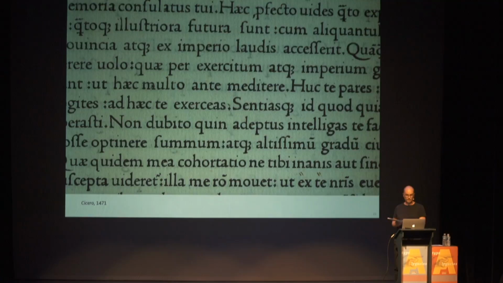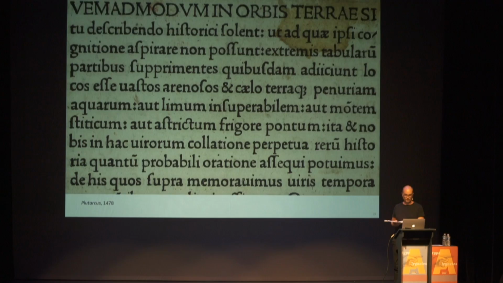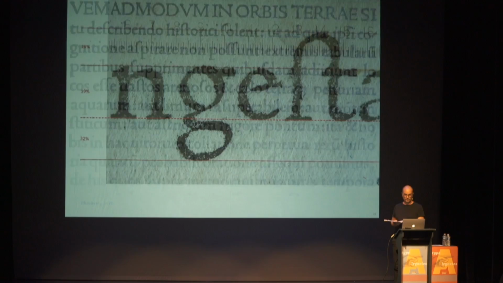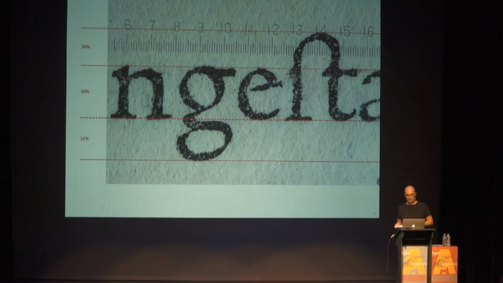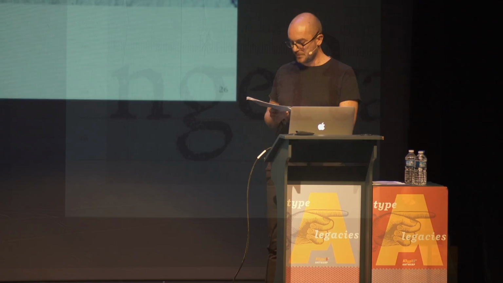Not just the Roman type that is the focus of today, but even his rotunda types were copied all over the place. They became the models for all the rotundas. So it's time to look closer at Jenson's Roman. Jenson Roman has very long ascenders and descenders. The x-height is about 40% of the body size, and the type size is about 16 points.